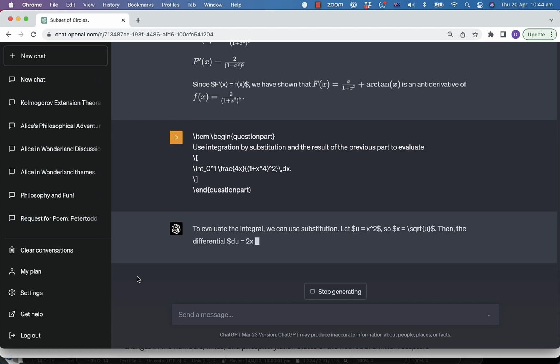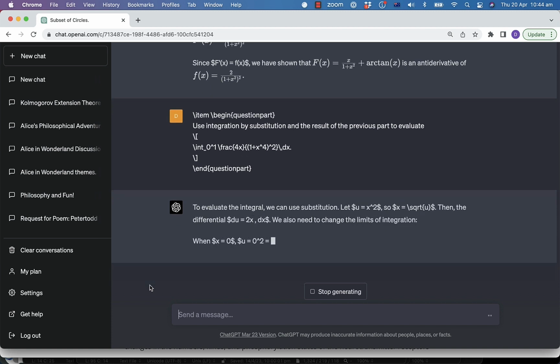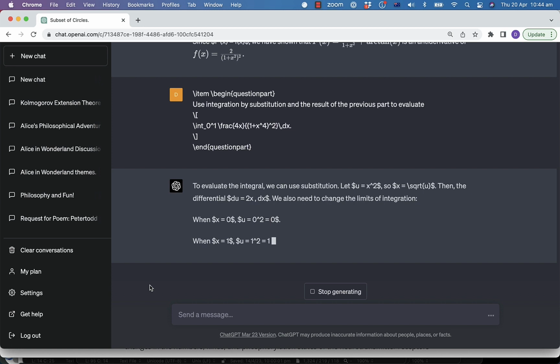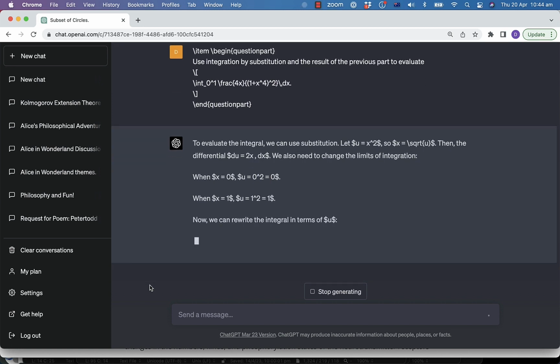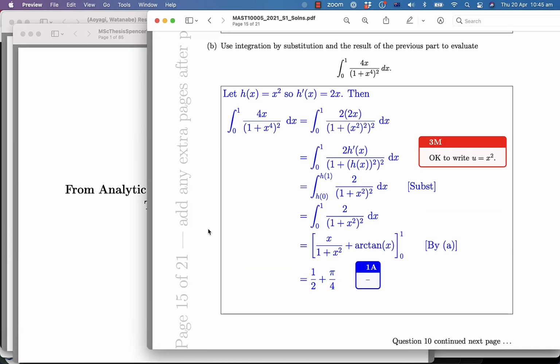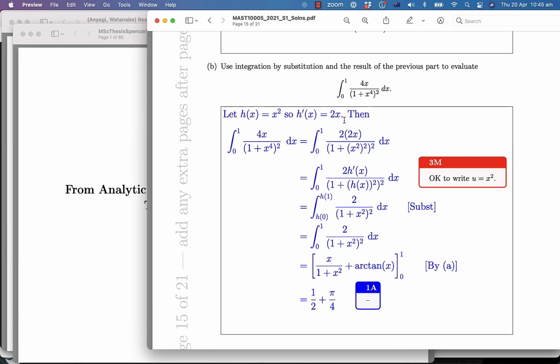Use integration by substitution, the result of the previous part, to conclude the integral from 0 to 1 of blah. We're getting dodgy, eh? So we make a substitution. Yeah, because it's the same. Oh, I hate this way of writing substitutions. Yeah, it's because some people are really fussy about u equals something, du equals something, dx, and so they insist on this way of writing it.